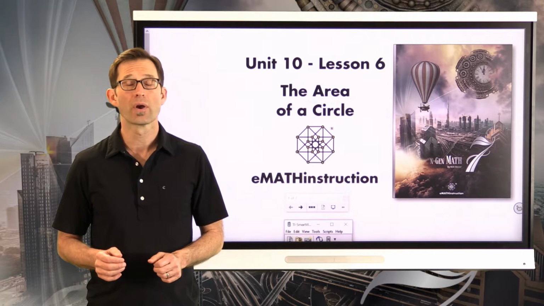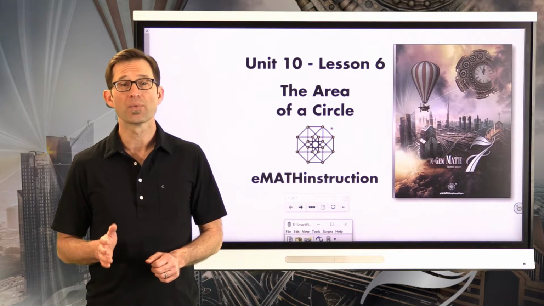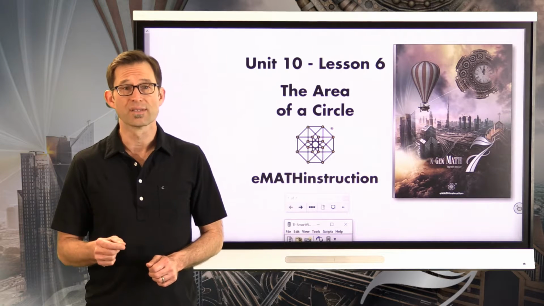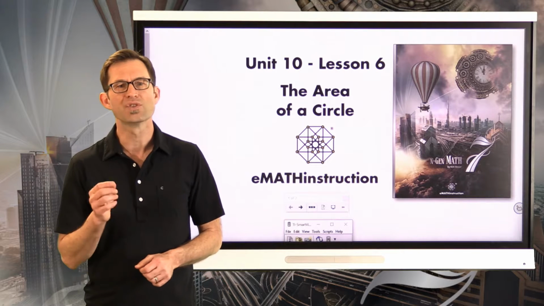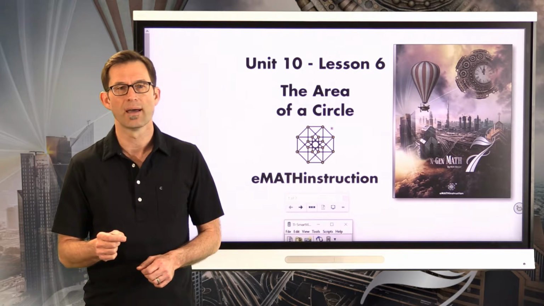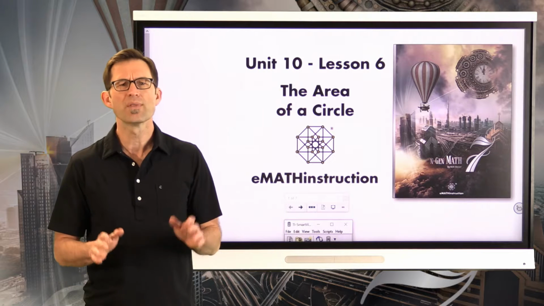My name is Kirk Weiler, and today we're going to be doing Unit 10, Lesson 6 on the area of a circle. Now, in our last lesson, we looked at the circumference of a circle, and we looked at how it depended on this new number that we introduced last time called pi. All right, so that's where we're going to start.